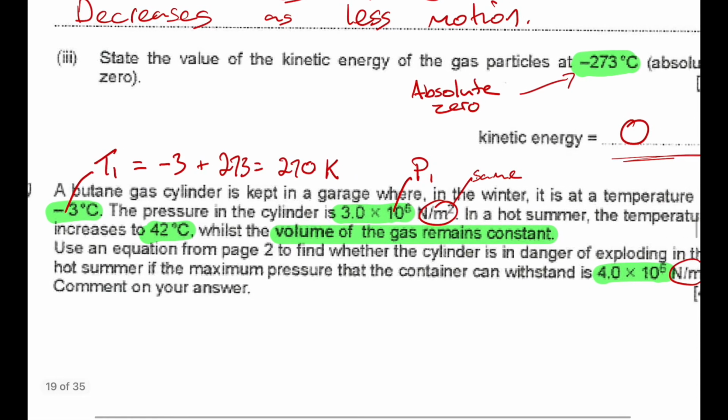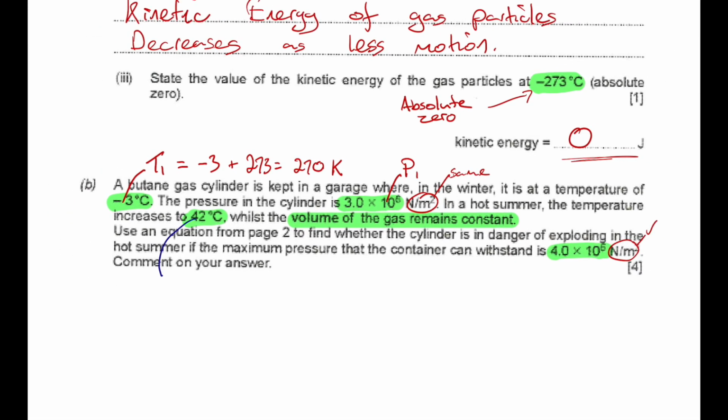The next number shown is the summer temperature. So this is our second scenario. It's the same volume of gas, but it's in the summer instead of the winter. So T2 is 42 degrees, but we want it in Kelvin. So we need to add 273 to it, and that gives us 315 Kelvin.